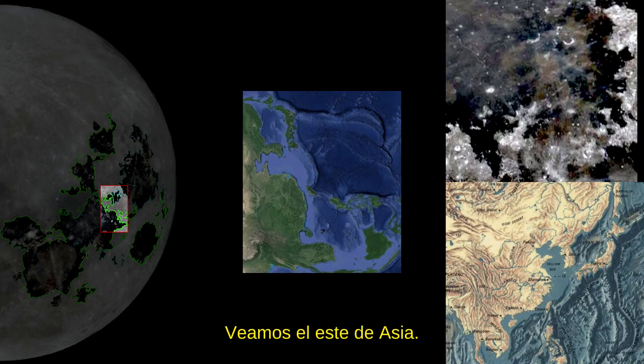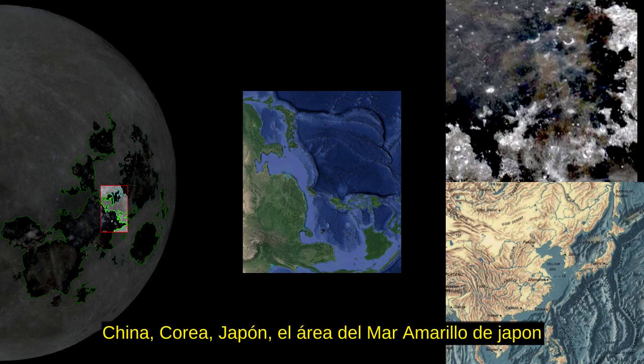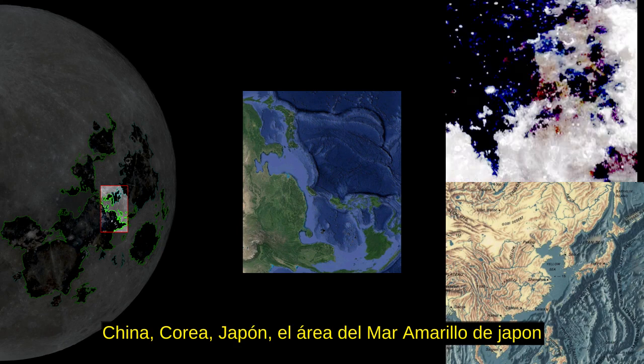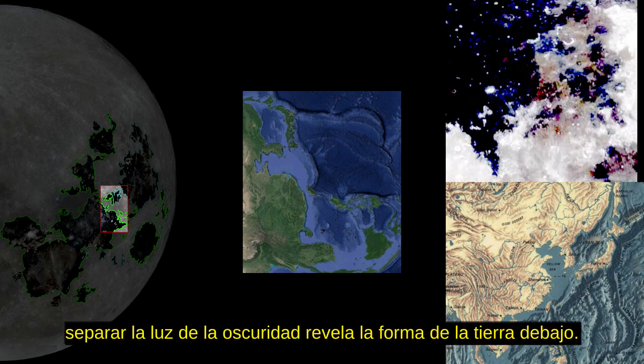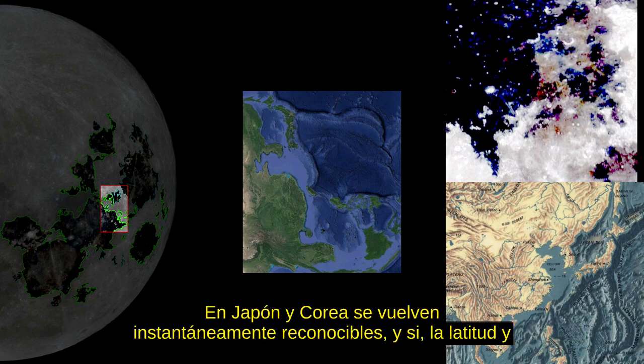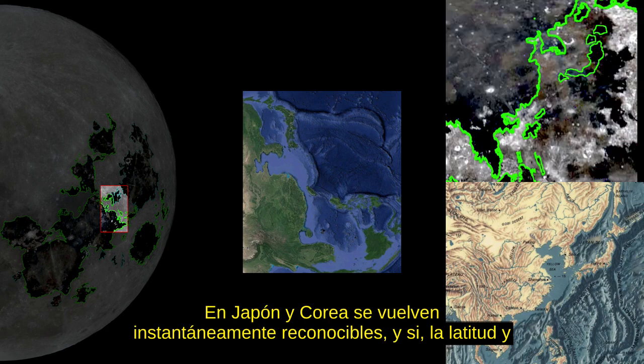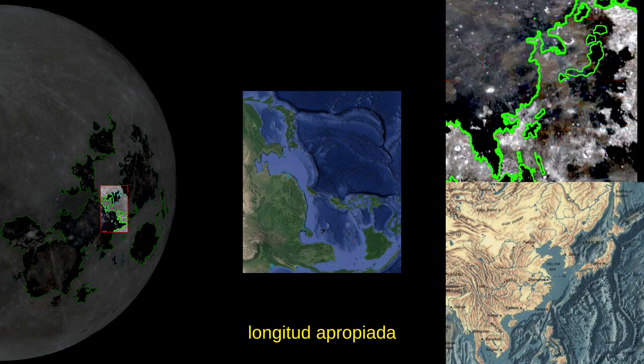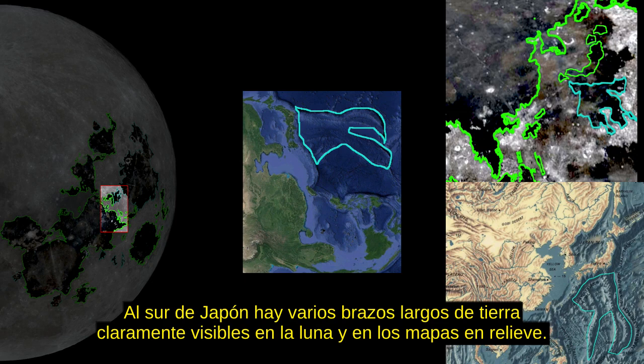Let's look at East Asia. China, Korea, Japan, Yellow Sea area. Separating the light from the dark reveals the shape of the land underneath. And Japan and Korea become instantly recognizable and at the appropriate latitude and longitude. South of Japan are several long arms of land clearly visible on the moon and on relief maps.